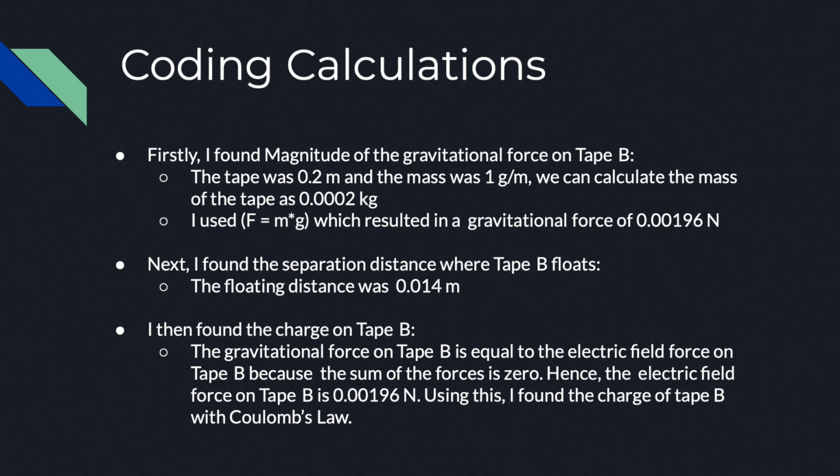I then found the charge on tape B. mg on tape B is equal to the electric field force on tape B because the sum of the two forces has to equal 0. Hence, the electric field force on tape B is 0.00196 newtons. Using this, I solved for the charge of tape B with Coulomb's law.